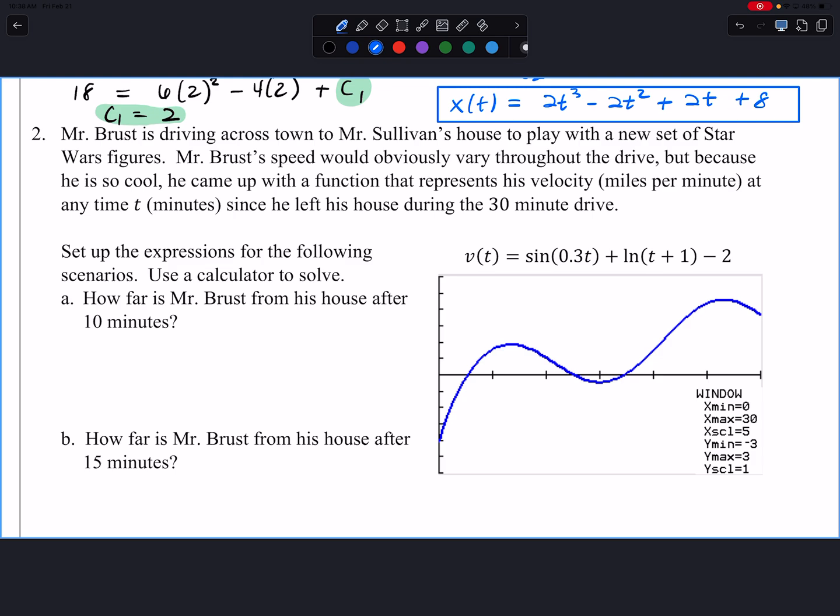All right, this is a calculator problem. So the authors of these notes, they use their names all the time in these notes, so this is one of those problems. Mr. Bruce is driving down across town to Mr. Sullivan's house to play with a new set of Star Wars figures. Yikes. Mr. Bruce's speed would obviously vary throughout the drive, but because he is so cool, he came up with a function that represents his velocity at any time since he left his house during the 30-minute drive. Okay? Set up the expressions for the following scenarios and then solve, but use a calculator to solve.